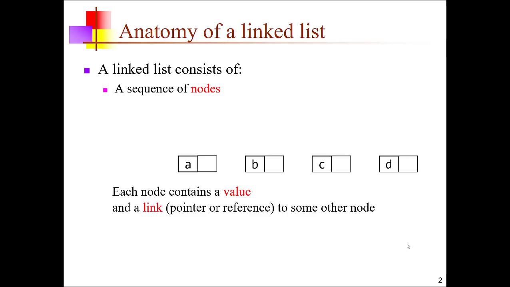And then there's a link to the next node, right? So each link points to the next node. Now notice D does not have a link to a next node. Its link to a next node is actually null. Okay, the last node contains what's known as a null link, which lets you know you're at the end of the list.